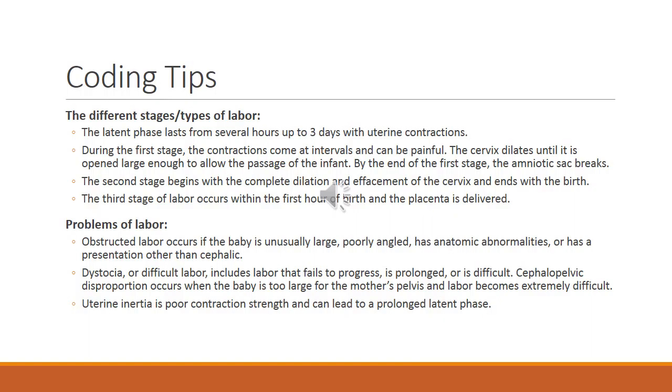Now, problems of labor. Obstructive labor occurs if the baby is unusually large, poorly angled, has anatomic abnormalities, or has a presentation other than cephalic. Dystocia or difficult labor includes labor that fails to progress, is prolonged, or is difficult. Cephalopelvic disproportion occurs when the baby is too large for the mother's pelvis and the labor becomes extremely difficult. Uterine inertia is poor contraction strength and can lead to a prolonged latent phase.